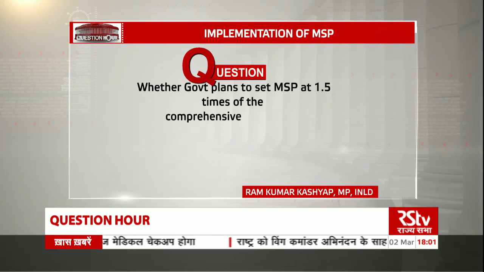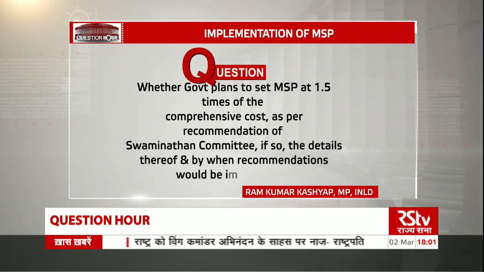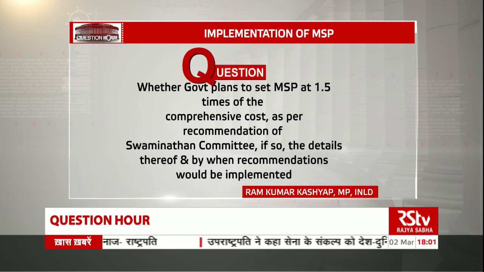Well, thank you, Kriti, and let's take our viewers through some important questions. And we begin with the Ministry of Agriculture and Farmers' Welfare. Now, the first question is from member Ramkumar Kashyap, who goes on to ask the government whether it plans to set minimum support price at 1.5 times of the comprehensive cost as per recommendations of the Swaminathan Committee, and if so, the details of the proposal and the committee's recommendation would be implemented in what time frame?